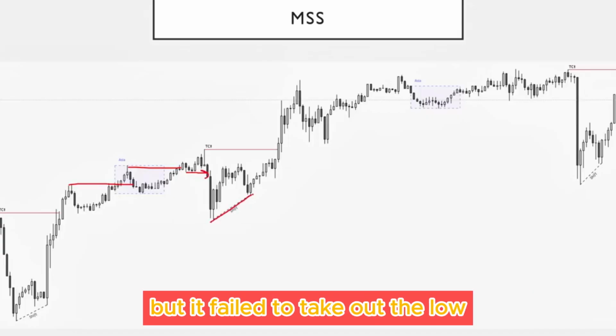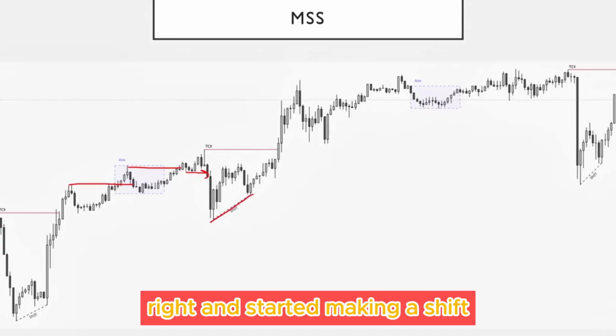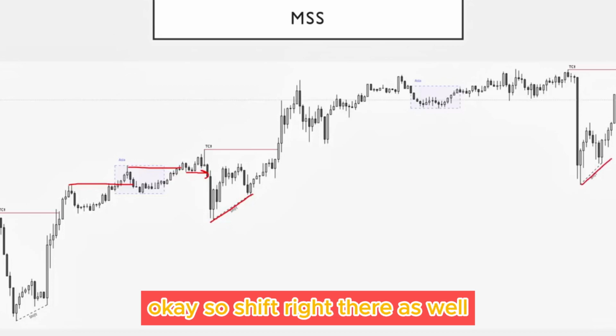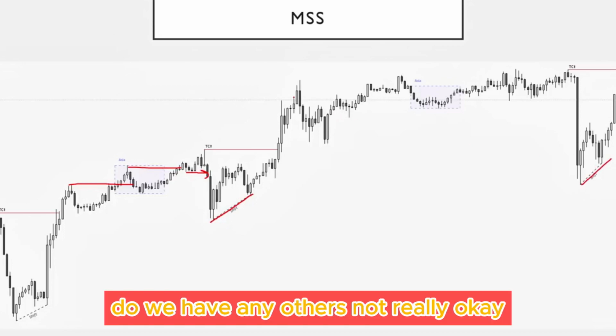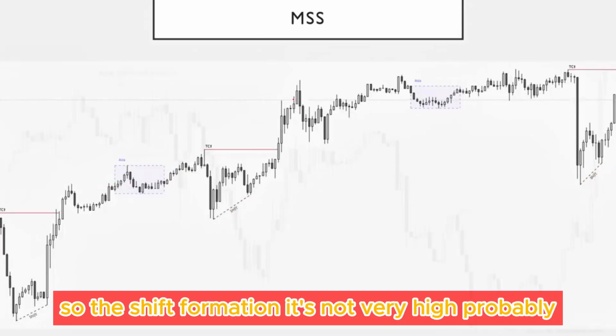But it failed to take out the low, right? And started making a shift. Okay? So shift right there as well. Do we have any others? Not really. Okay, so the shift formation, it's not very high probability.